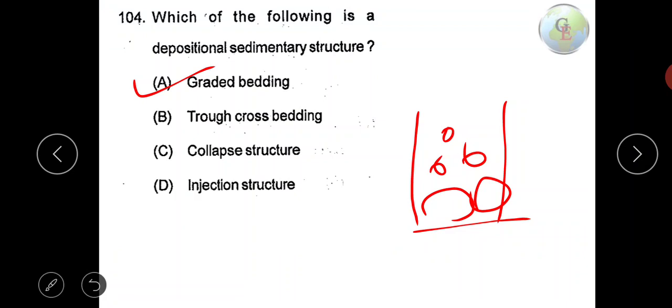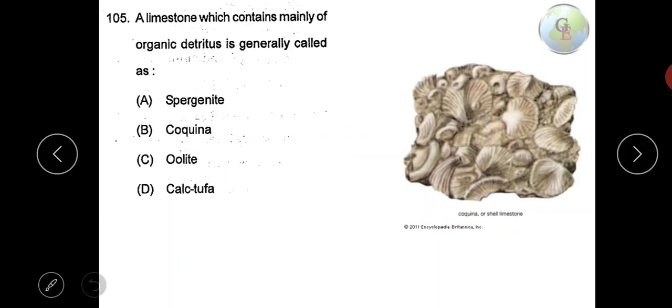Cross bedding, as you know, is a bedding where the bedding planes are inclined to the top and bottom of the main bedding plane. Cross bedding is deposited in a scoop-shaped, truncated bottom bed, and here the answer will be graded bedding. Collapse structure and injection structure are different types of sedimentary structures that we'll discuss further.